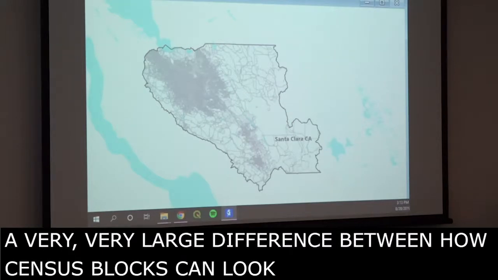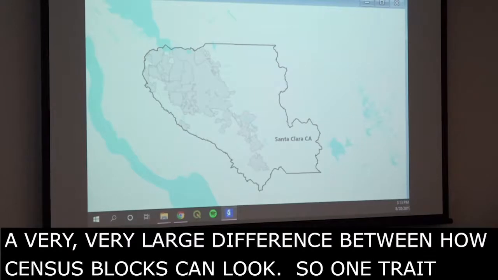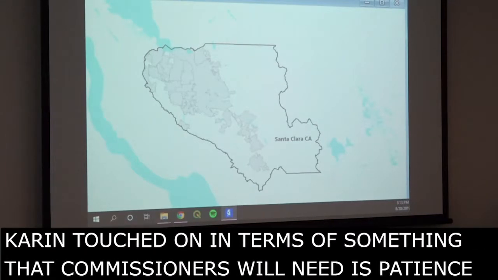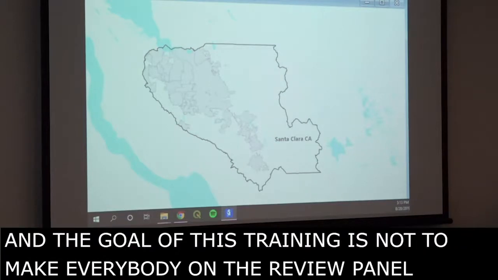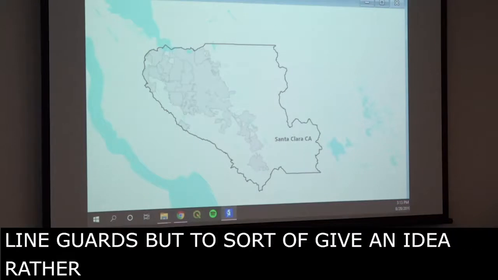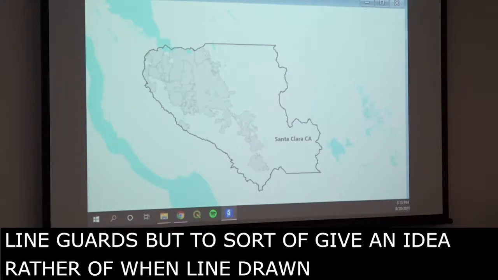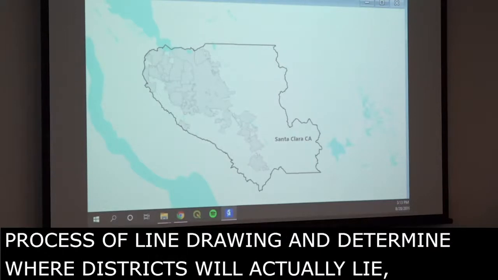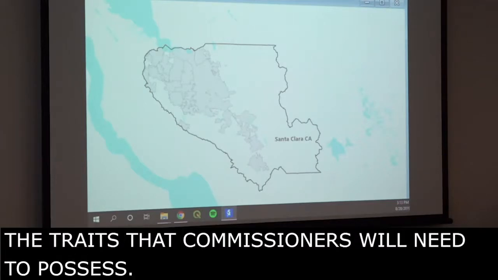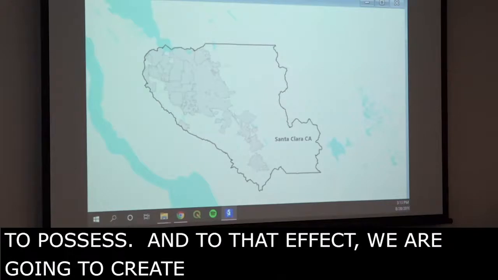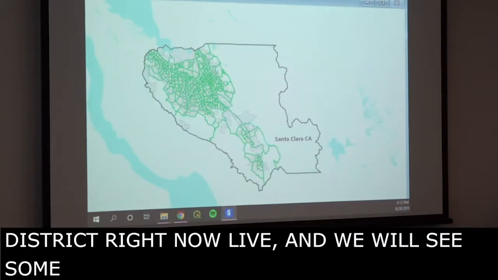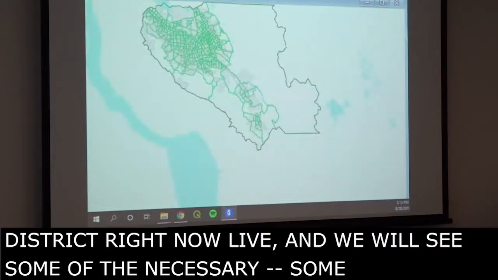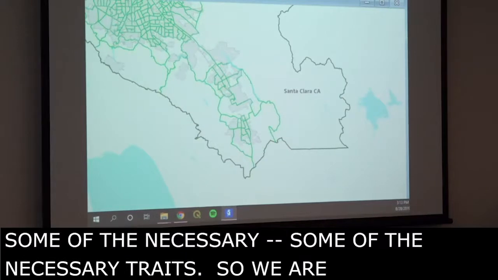So one trait that Karin touched on in terms of something that commissioners will need is patience. And the goal of this training is not to make everybody on the review panel expert line drawers, but to give an idea, rather, of some of the traits that commissioners will need to possess through the process of line drawing and determining where districts will actually lie. And to that effect, we are going to create a fictitious assembly district right now live. And we'll see some of the necessary traits. So we are going to start with census places.